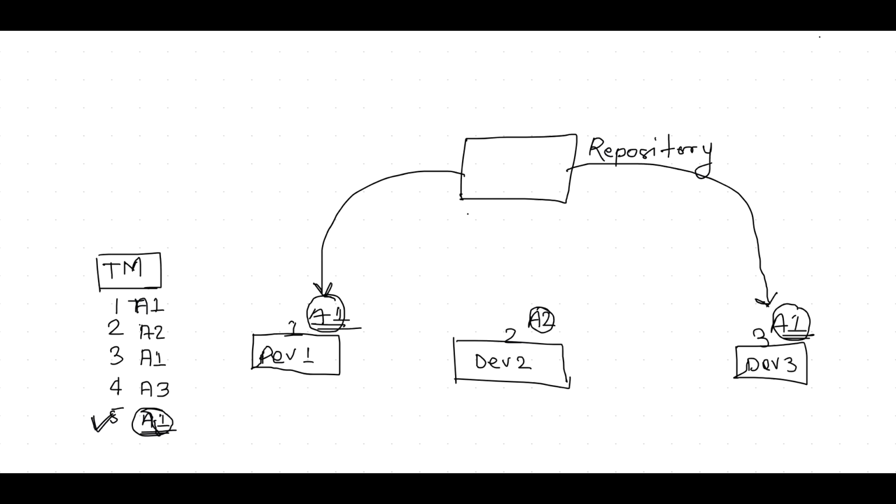So for application A1, the code was here. Developer 1 wants to work, developer 3 also wants to work. They pull this code into their local repository and make all their changes. Once they complete their changes, they commit them, and then they push them back here.